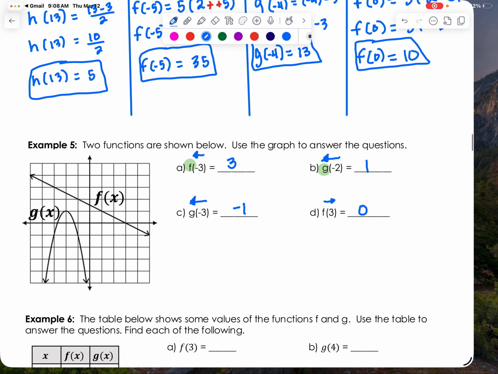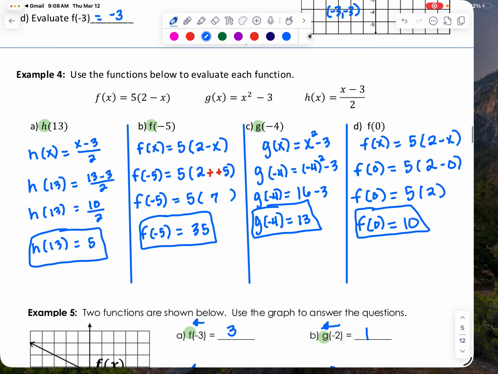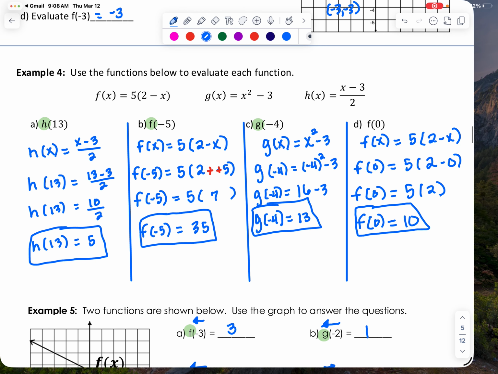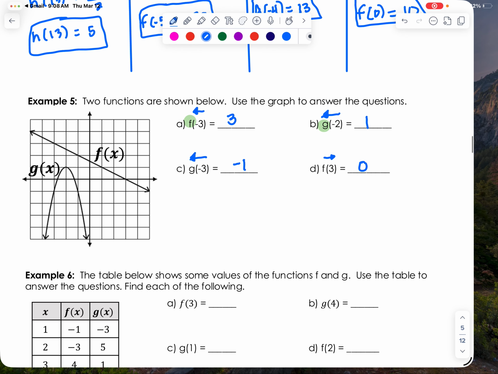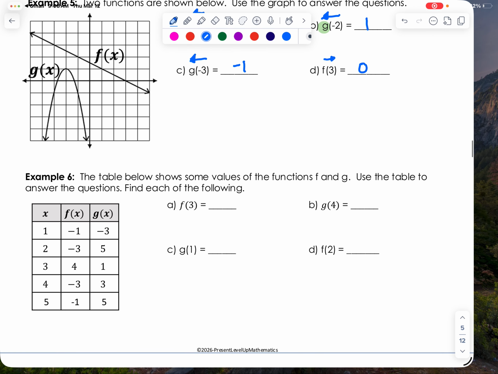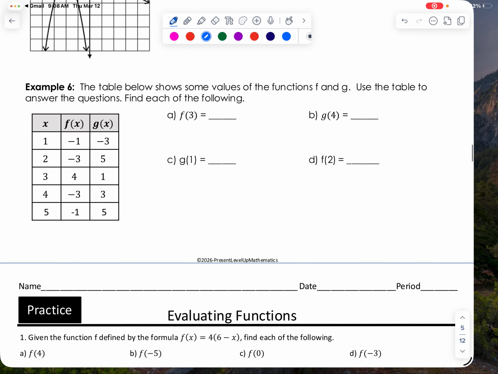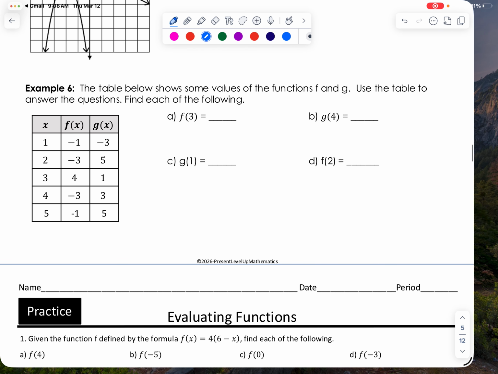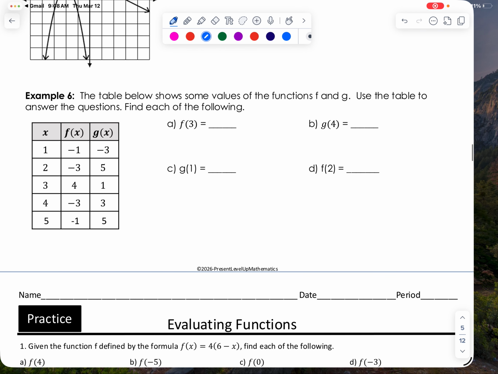Now, we've talked about how to evaluate functions if we're given equations, how to evaluate functions if we're given a graph, and how to evaluate functions given a table. I saved the easiest part for last. So in this table, it says the table below shows some values for the functions f and g. Use the table to answer the questions. Find each of the following.